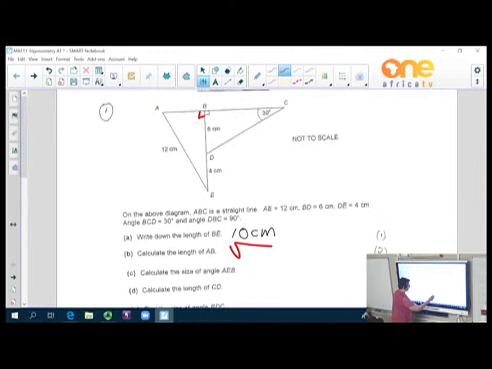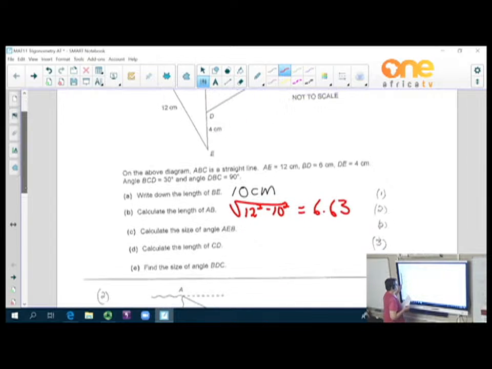So that will then be the square root of 12 squared minus 10 squared, which is equal to 6.63. Look at the rounding. We said right from the beginning last year, we round off to 3 significant figures. If it's less, you're going to lose the mark. It must be 3 significant figures.